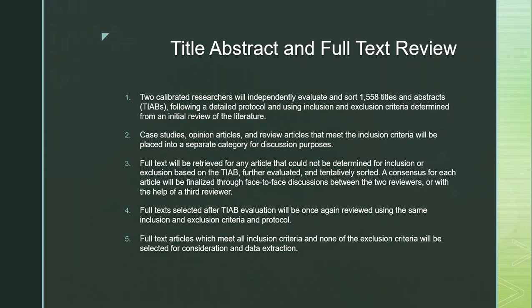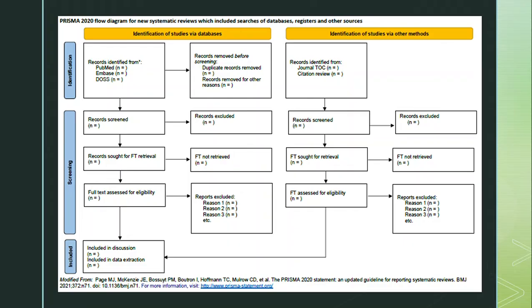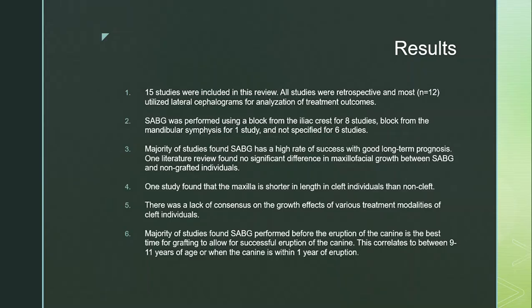Full text will then be once again reviewed using the same criteria and protocol, and the full text articles which meet all inclusion criteria will be selected for data extraction. So here is our PRISMA 2020, that's the template actually, but our PRISMA diagram for how we will be sorting through these articles.